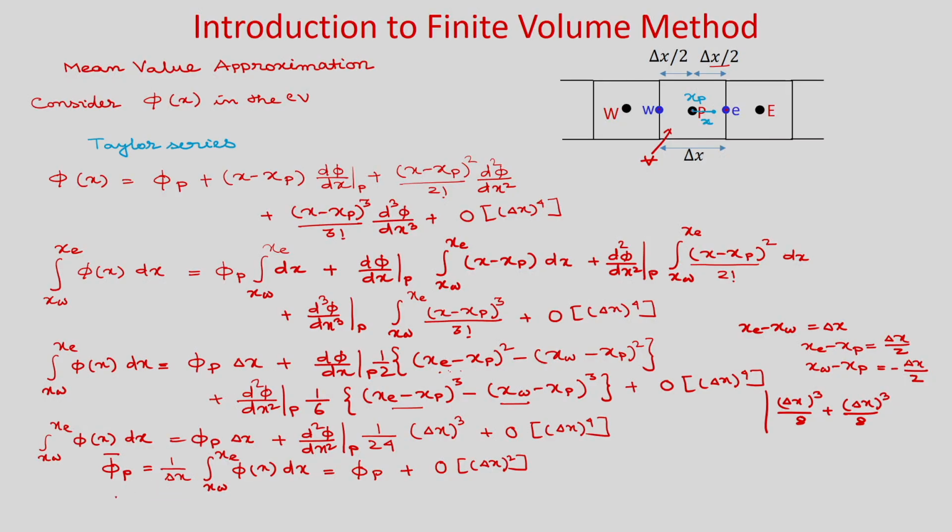And we can write in general phi p is equal to 1 by v, where v is the main control volume p. So, volume integral phi dv as phi p, which is your second order accurate, okay. And in the next lectures we will see that we will discretize this convection diffusion equation and we will use this mean value approximation, and you can see that it is second order accurate.